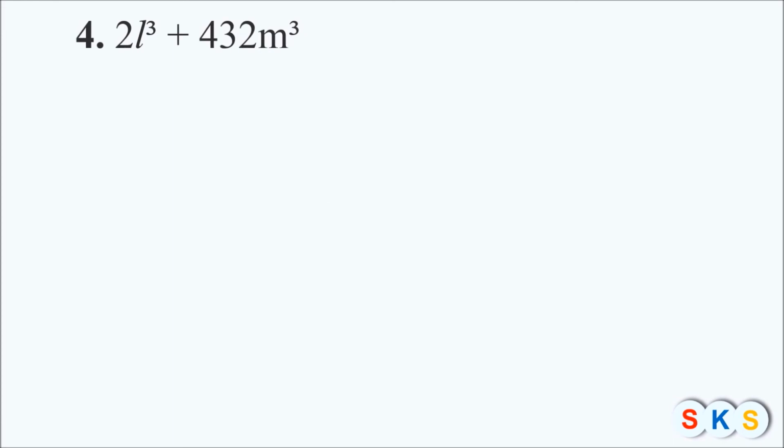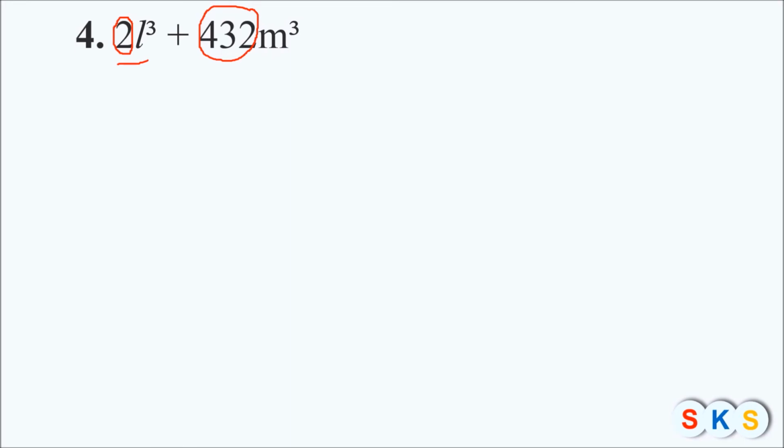Here we have question number 4: 2l raised to 3 plus 432m raised to 3. You can see the first term is 2l raised to 3, and 2 is not a cube of any number. Similarly, the second term is 432m raised to 3, and 432 is also not a cube of any number. So what we will do over here, we will take 2 as common. 2 is common in both the terms.